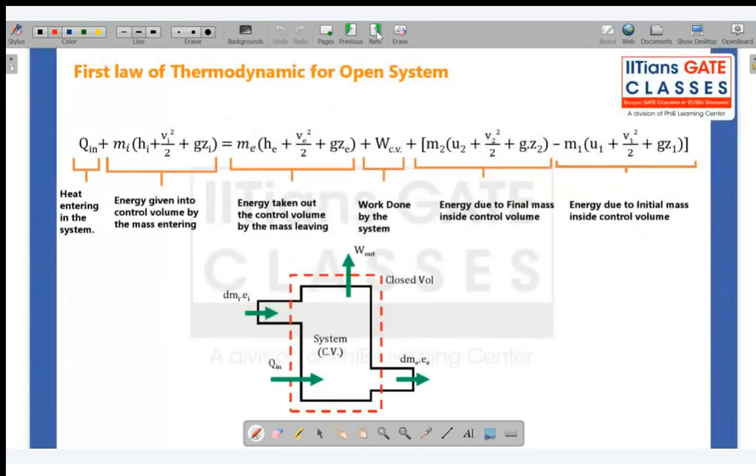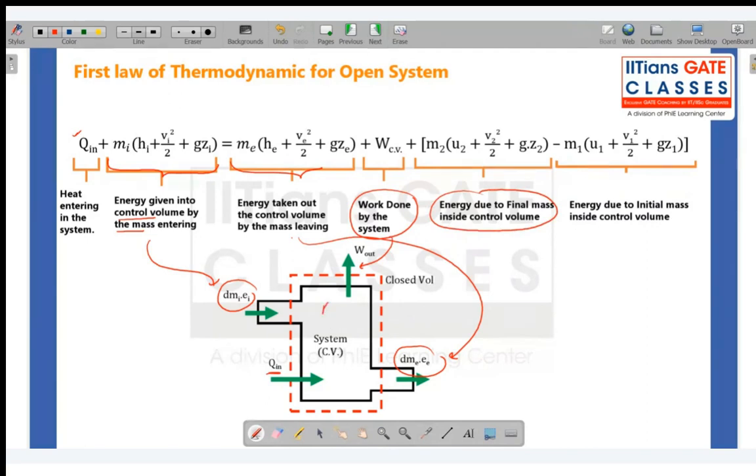So this is my equation, everything I have written here. What is this Q in? It is the heat entering the system. This is the energy given into the control volume by the mass entering. The mass that is going in takes this energy with it, and the mass that is going out takes this energy out with it. Work done by the system is this work. Initial mass was m1, final mass is m2, so this is the energy due to the final mass inside the system, and this is the energy due to the initial mass.